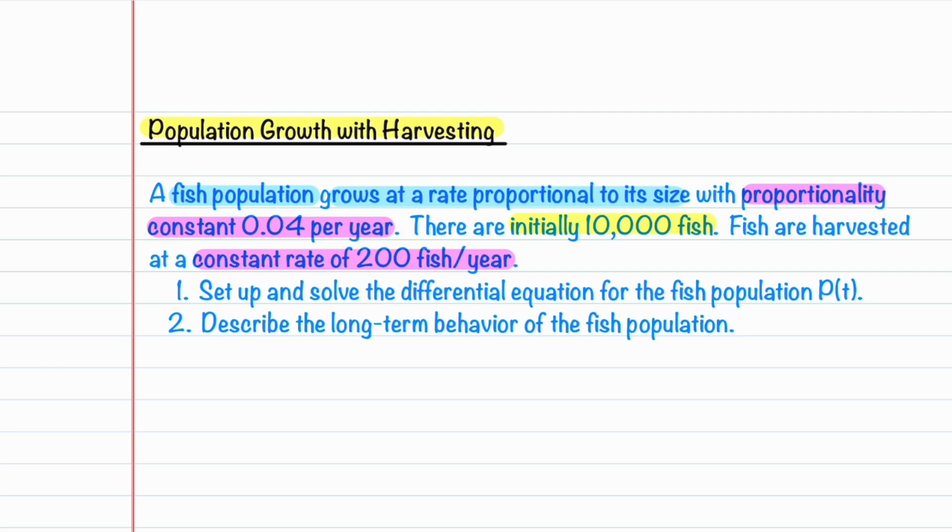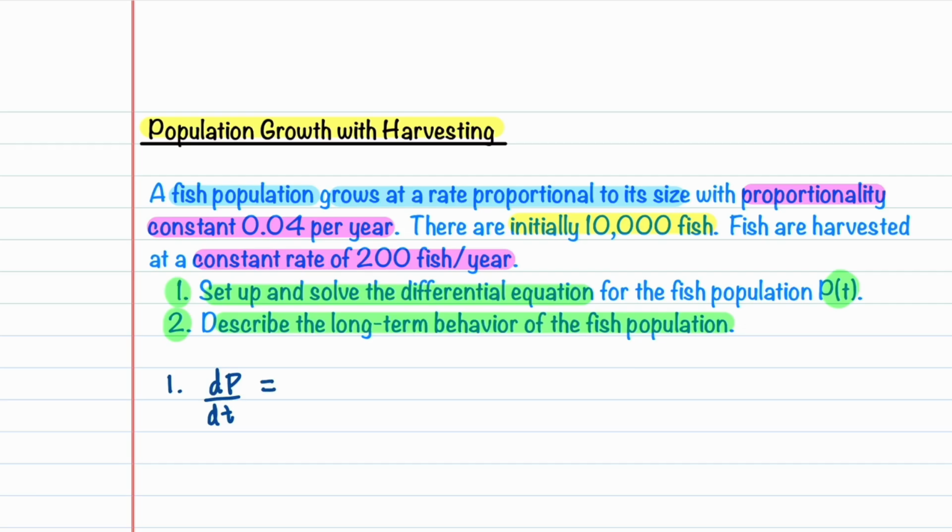What we're going to do is set up and solve the differential equation for the fish population, capital P of t. Once we have the solution, we can use that to describe the long-term behavior of the fish population. Let's first set up our differential equation. Our differential equation starts with the change in population with respect to time, and we're going to write that as dP/dt.